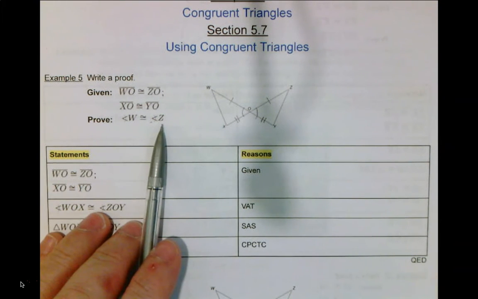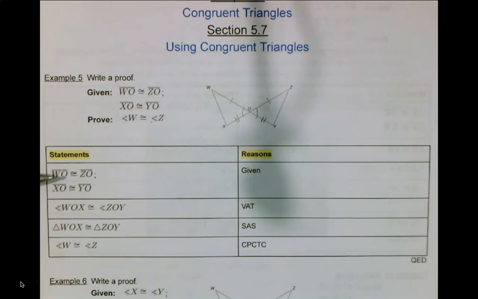So marking up the diagram, hopefully you can see how we get to side angle side and how we can get to angle W congruent to angle Z. The rest is just writing it out. Rewrite the given information. The two angles are congruent by vertical angles theorem. The two triangles are congruent by side angle side. These two angles are congruent by CPCTC. And that's how the ones that I've got written out and done, that's how I'm going to go through them.